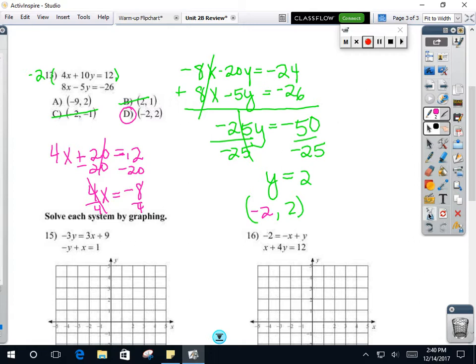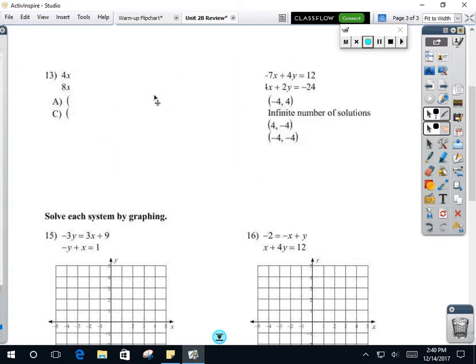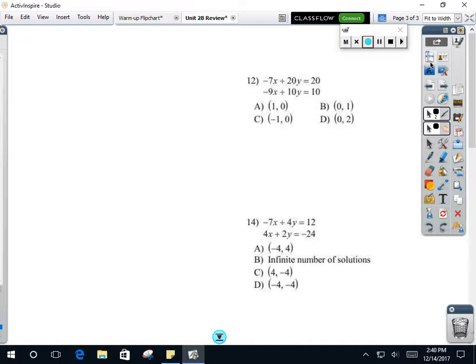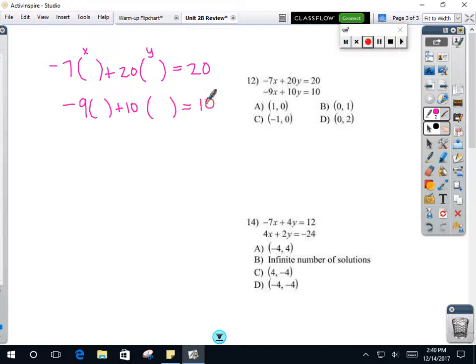All right, now I'm going to teach you a second method for those of you who struggle with elimination. Okay, so watch. You're going to rewrite the equations, but you're going to leave blanks for the x and the y locations. Now, doesn't A say that the x value is 1, the y value is 0? So I'm going to replace the x's with 1s and the y's with 0s.